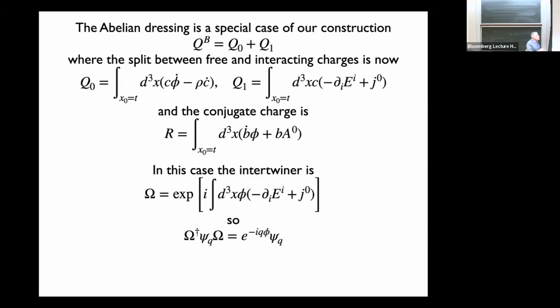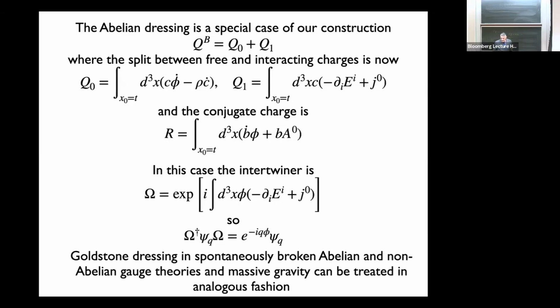But in this case, Q0 and Q1 are so simple that you can immediately write down the intertwiner. You don't even need to think about it. The intertwiner is just this one. It's the Stuckelberg field multiplied by the Gauss law constraint, basically. And now when you apply this object to our field psi Q, you get precisely the Goldstone dressing. So all these constructions that existed in the literature and that apply to the case where the symmetry is broken are actually contained in our construction. Even the Goldstone dressing in a spontaneously broken abelian gauge theory, and also non-abelian gauge theory and massive gravity, can be treated in an analogous fashion.